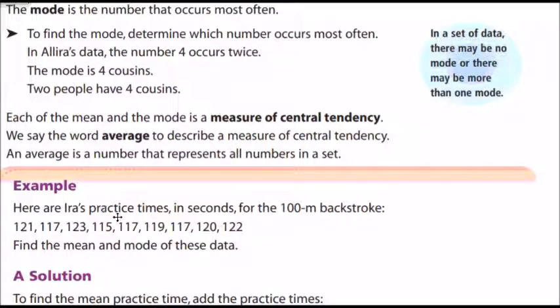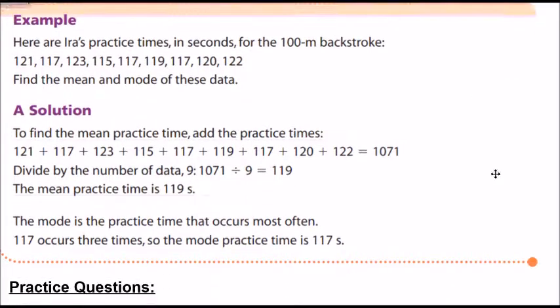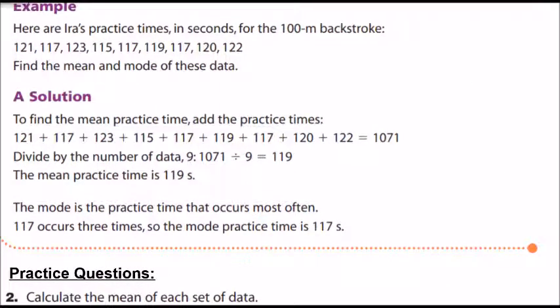Here are Ira's practice times in seconds for the 100-meter backstroke: 121, 117, 123, 115, 117, 119, 117, 120, and 122. It asks us to find the mean and the mode. Now, you could take out tiles and rearrange them. I'm sure that you do not want to work with this many tiles. So what we're going to do is do this symbolically.